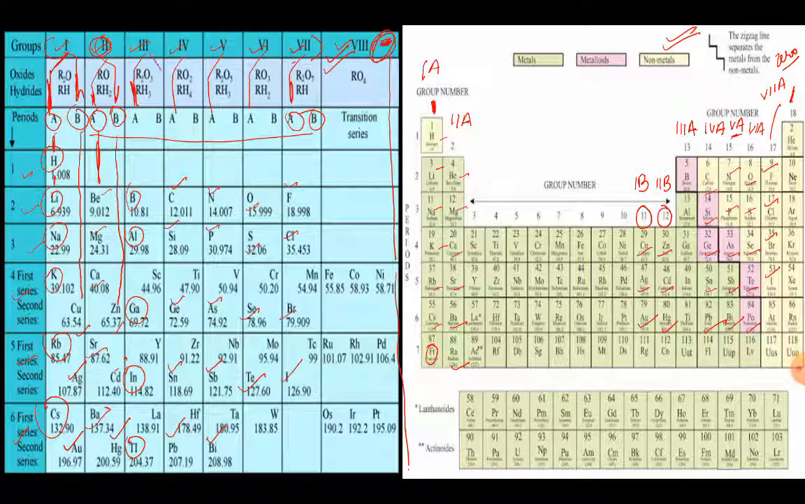Then 3B of Mendeleev's periodic table: scandium, vanadium and lanthanum. We can see scandium, yttrium, sorry, I'm very sorry, it is scandium, yttrium and lanthanum. Move on to the third group of the modern periodic table. It is actually 3B of Mendeleev: scandium, yttrium and lanthanum.